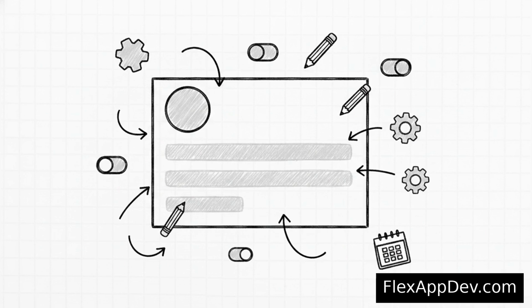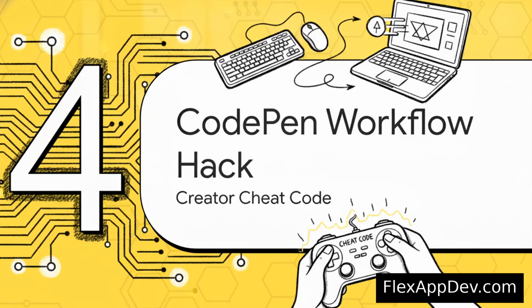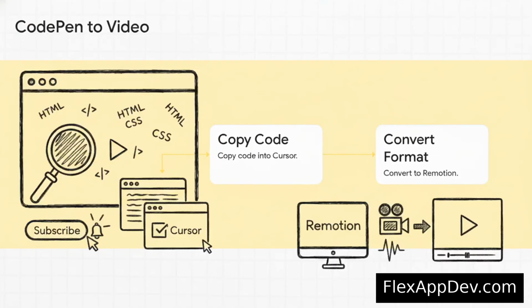Boom, done. All right, let's move to section 4, the CodePen workflow hack. This is basically the ultimate creator cheat code. This workflow is absolute genius because it shows you how to essentially hijack web developer tools for your video content. So CodePen is a code repository for web developers, right? It is packed with interactive web animations built using HTML, CSS, and JavaScript.